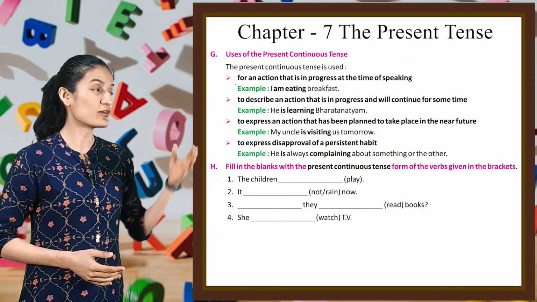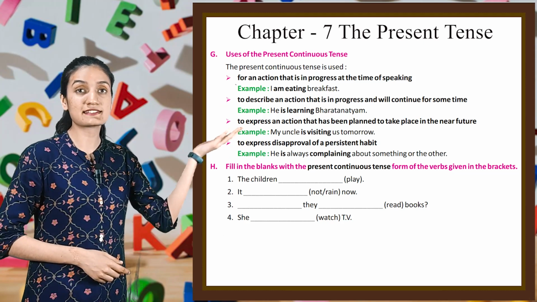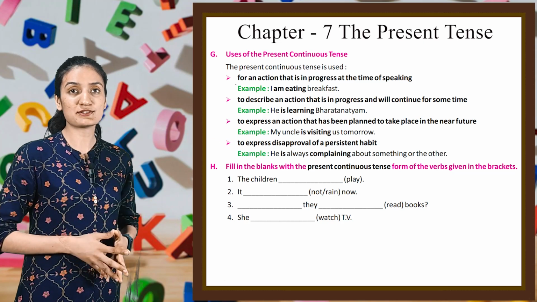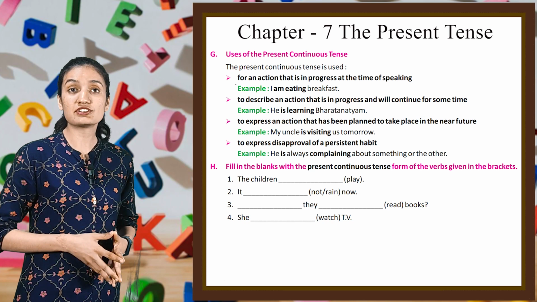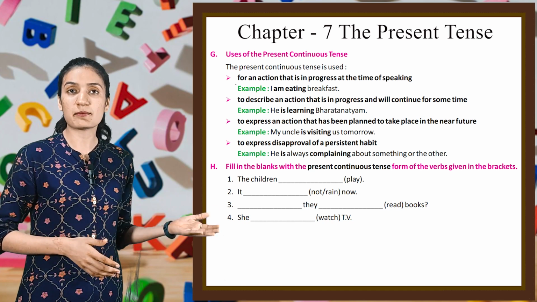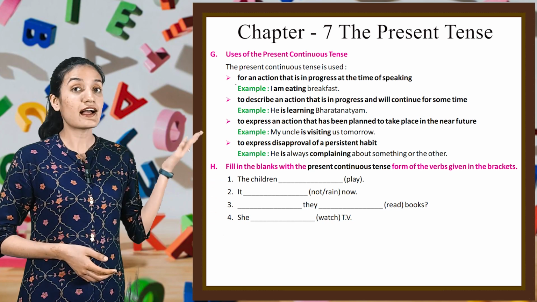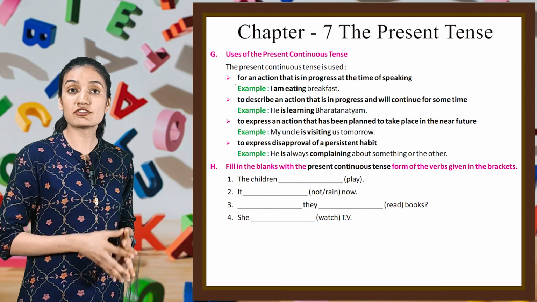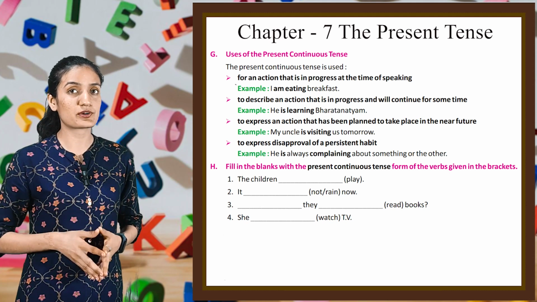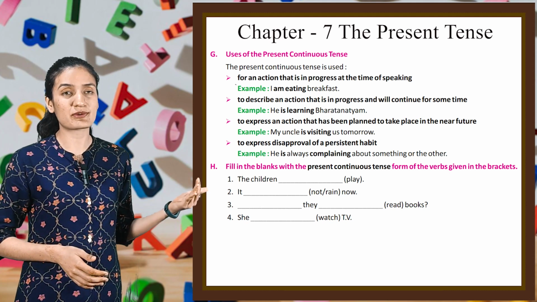Now, let's move on to the uses of present continuous tense. The present continuous tense is used for an action that is in progress at the time of speaking. Example, I am eating breakfast. To describe an action that is in progress and will continue for some time.